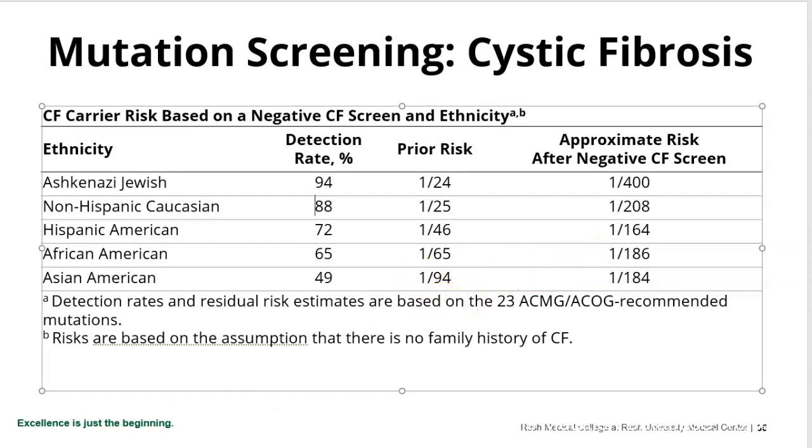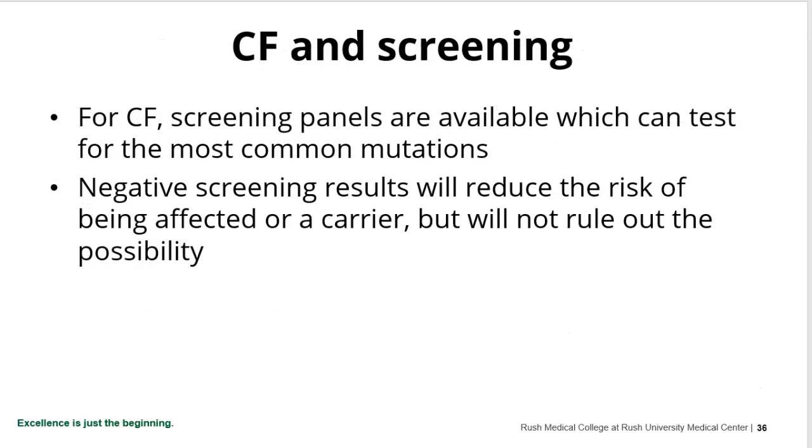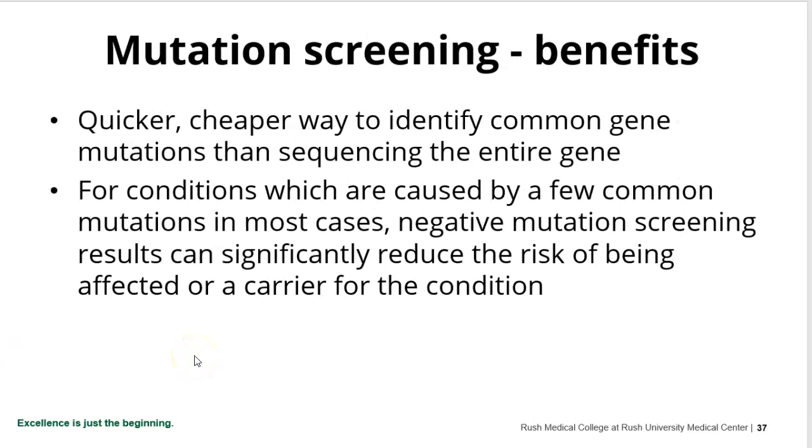So I'm just using this as an example of things that we understand well, but when you're doing carrier testing, you need to know every ethnic group has a higher risk of one particular disorder or another. And that's why in genetics, we always want to know what somebody's ethnic background is, because it's important for what we call personalized medicine. So for CF, screening panels are available, which test for most of the common mutations. However, as I said, negative testing does not completely rule out that you have cystic fibrosis or you're a carrier.